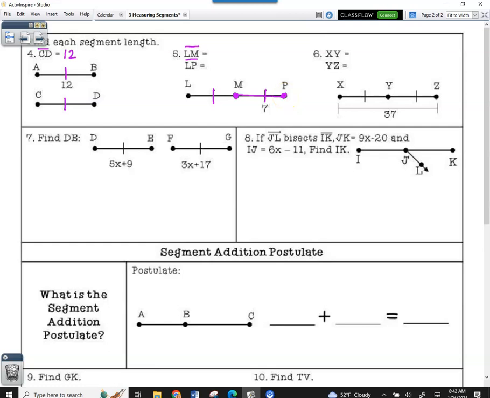So if M to P is 7, then what's L to M? Also 7. And if this is also 7, it helps to label it because now the question is what's L to P, which would be 14. All right, y'all try 6.